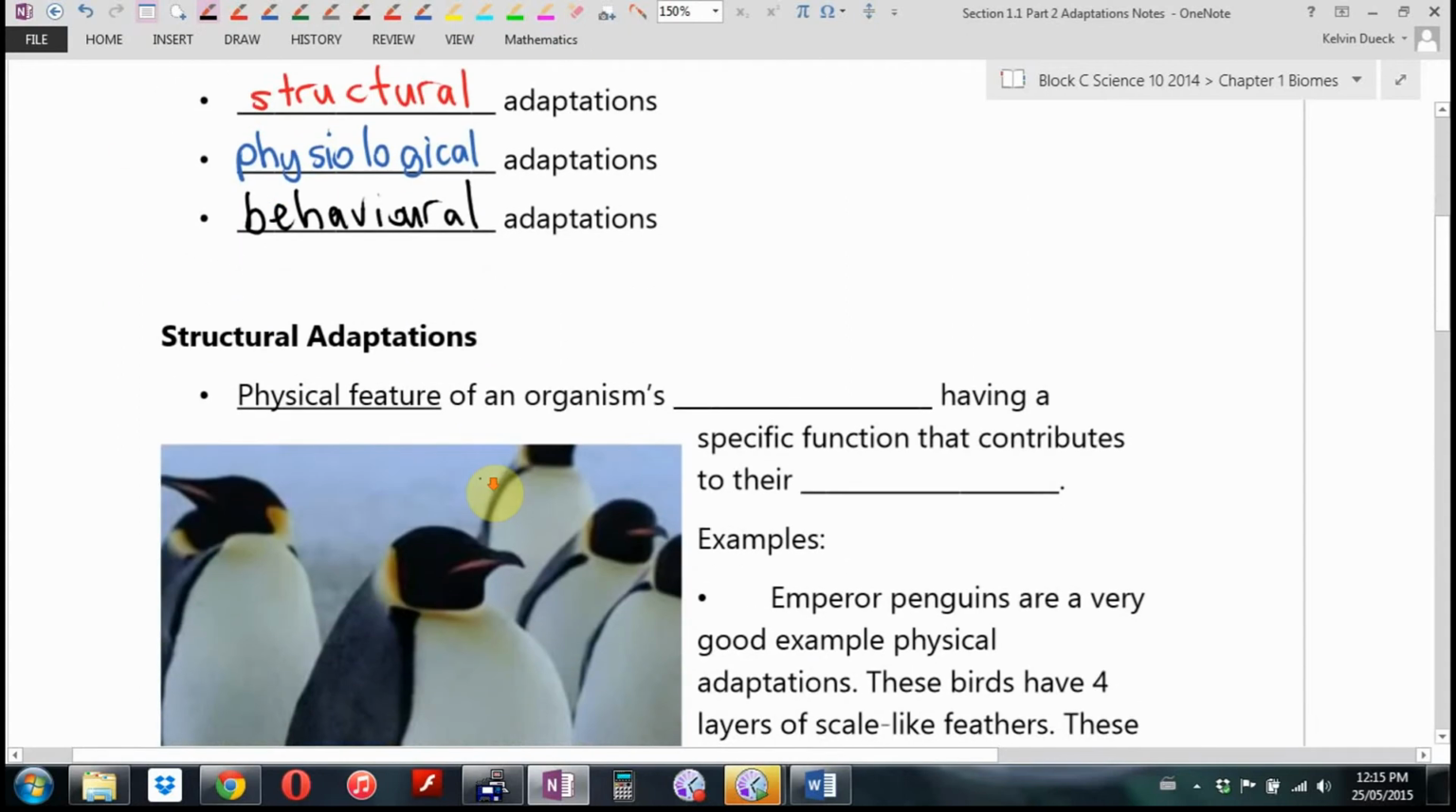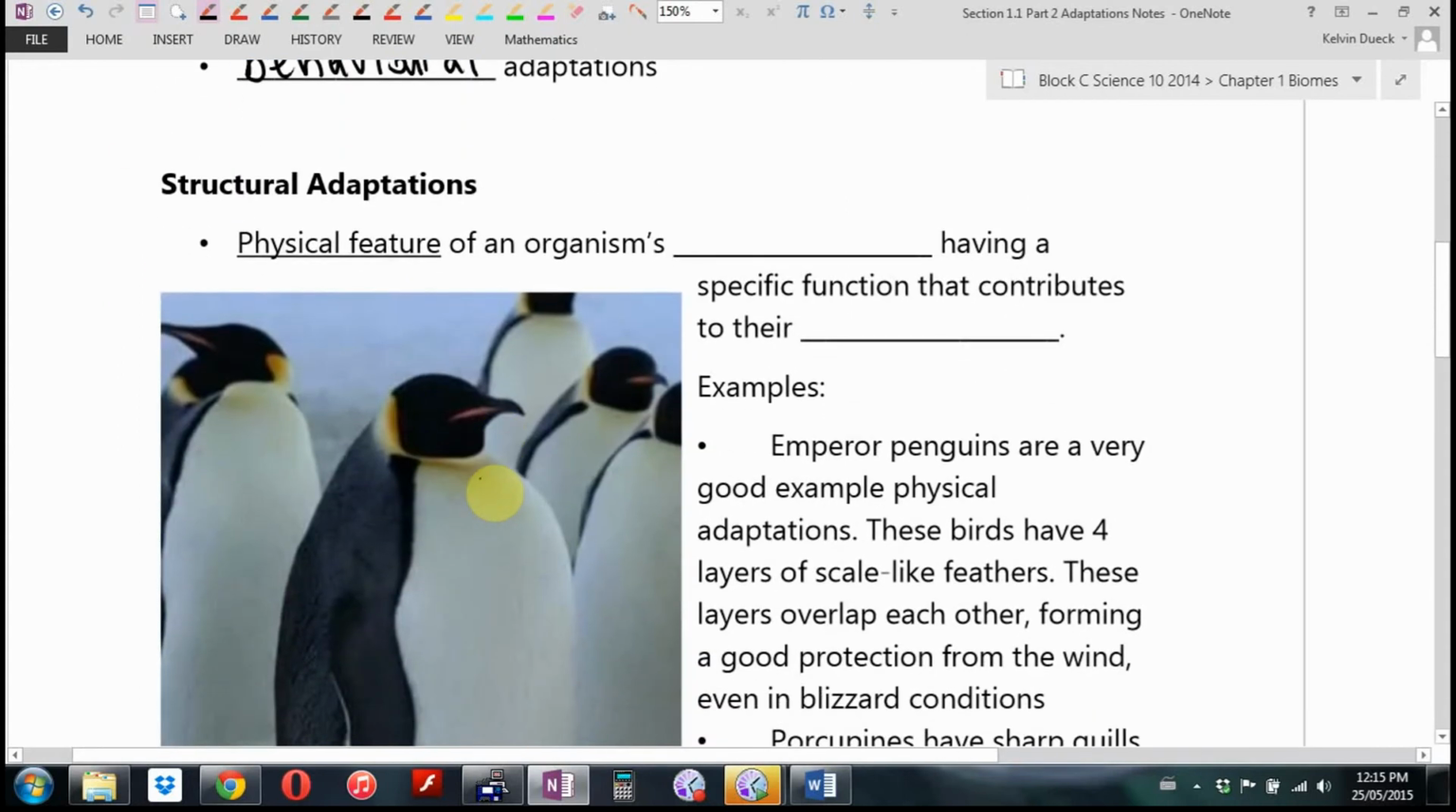What are structural adaptations? Structural adaptations are on the outside. Like the structure of a house. When I talk about the structure of a house, am I talking about the furniture or am I talking about the outside? The outside. Okay? This is a physical feature of an organism's body, and it has a specific function that contributes to their survival.